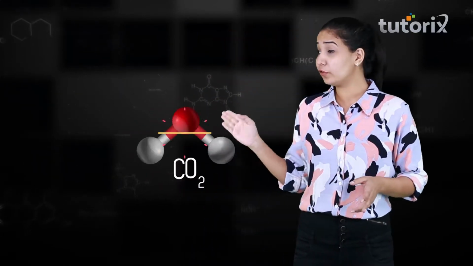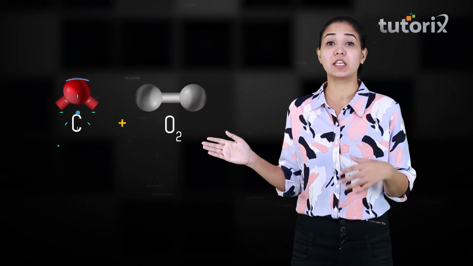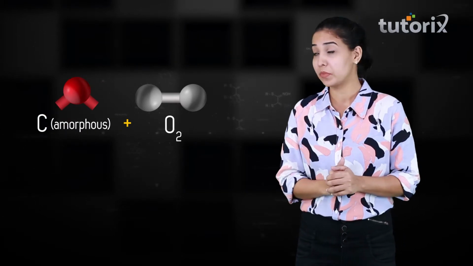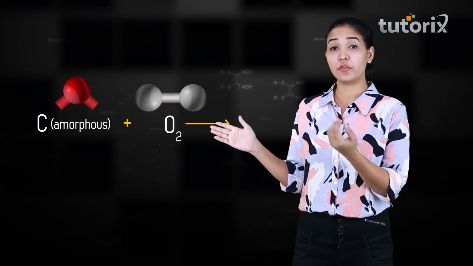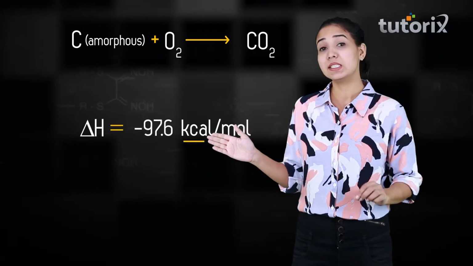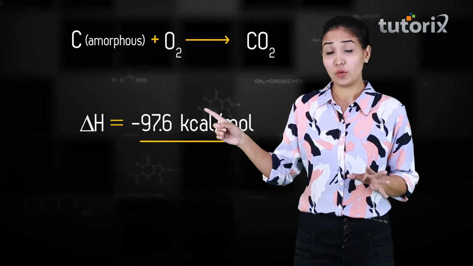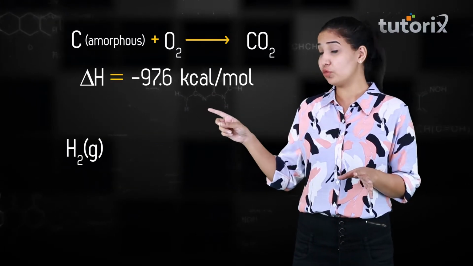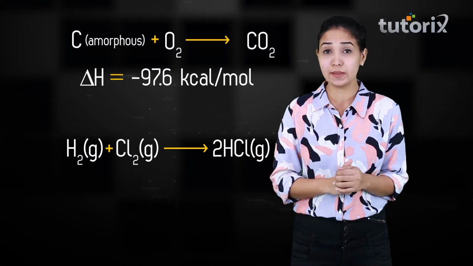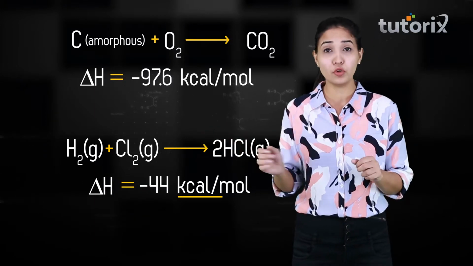If I talk about the formation of carbon dioxide, that is C plus O2, where C is in the amorphous form, and I hope you remember we have done that in the chapter, what is an amorphous form. So it is leading to the formation of carbon dioxide, and the delta H value that is provided is minus 97.6 kilocalorie. Correct. Now let's take a look at the next one. It says H2 plus Cl2 leading to the formation of 2 moles of hydrochloric acid. And this time the delta H value that is given is minus 44 kilocalorie.